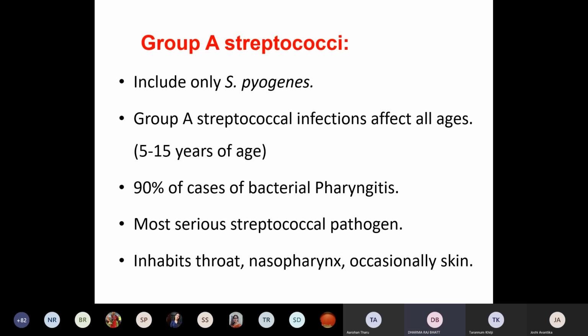Streptococcus pyogenes is not the commonest cause of pharyngitis. Many cases are caused by viral agents, but if we look at the bacterial etiology, the bacterial causative agents of pharyngitis, especially among children, then in the majority of cases bacterial pharyngitis is caused by Streptococcus pyogenes.